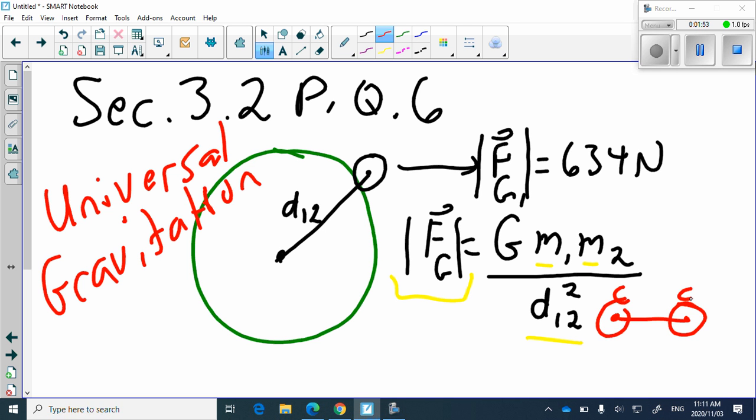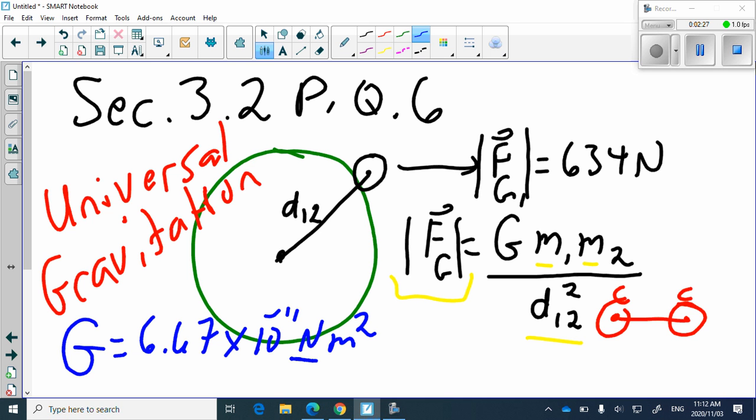And then there is a very special number that makes all of this work, big G. It's the universal gravitational constant. See, it's got a very specific name. The universal gravitational constant. And it is equal to 6.67 times 10 to the negative 11 newtons meter squared all over kilogram squared.